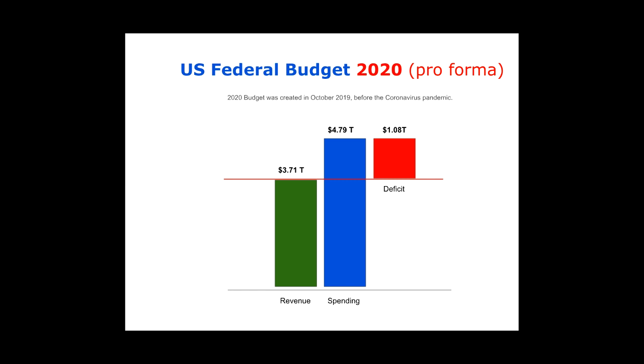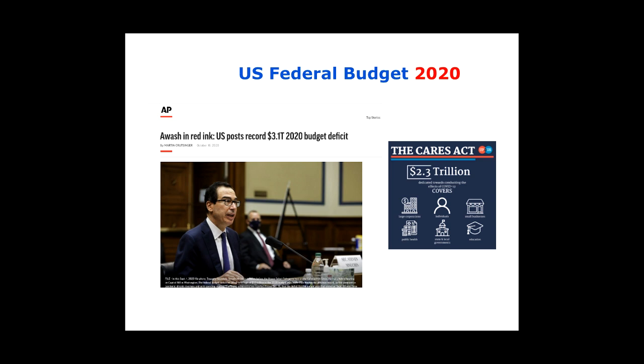And this was typical of 2020 and the few previous years, spending about that much and having a deficit of about $1 trillion each year. But we all know what happened. The coronavirus pandemic hit, and there was a lot of spending to try to deal with the effects of the pandemic, both from a medical standpoint and an economic standpoint.